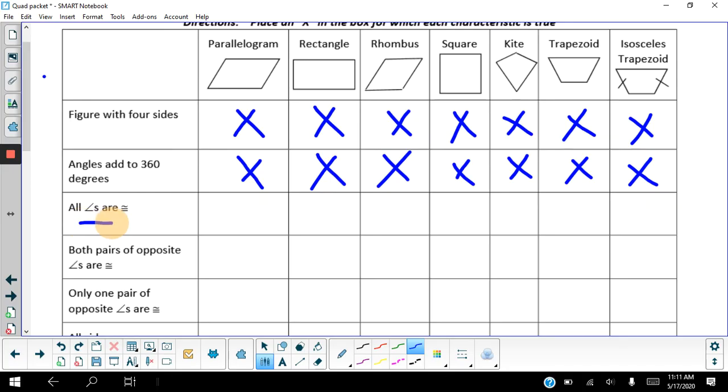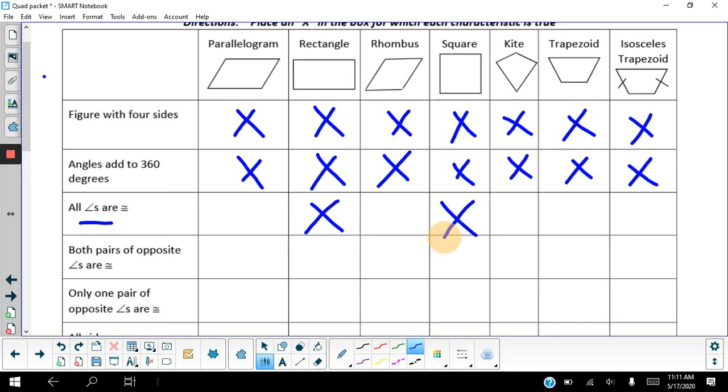Now, all of the angles are congruent. In a parallelogram? No. Rectangle? Yes, because they're all 90. Rhombus? No. Square? Yes. And the other, kite, trapezoid, or isosceles trapezoid? That's not true.